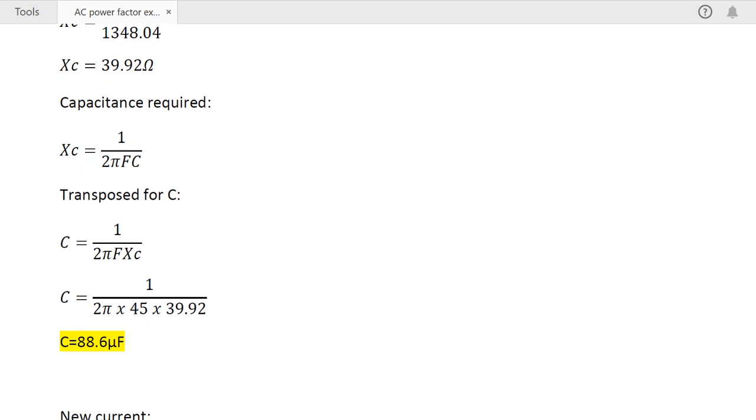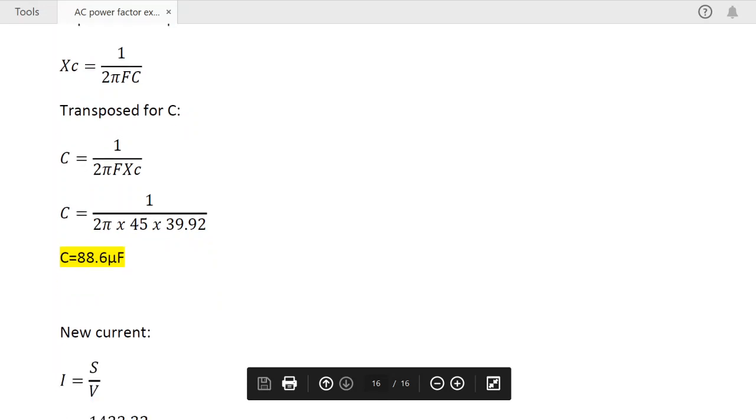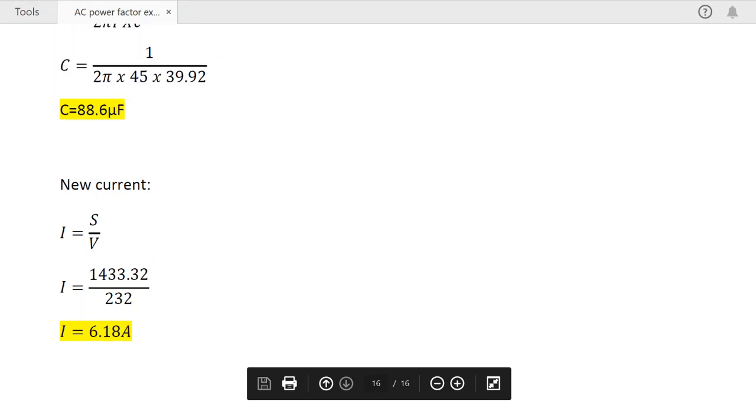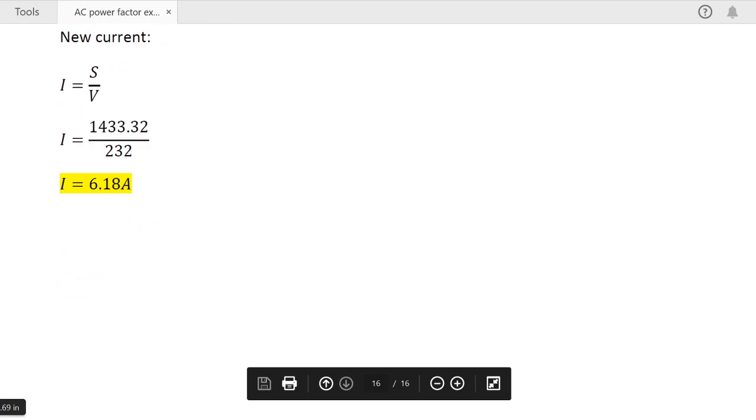45 hertz we were given. 39.92 was our value of XC that we worked out. It gives us a capacitor of 88.6 microfarads. So that's the capacitor we need to put in to improve the power factor. Our new current then, we'll ask the final question, the current of the new circuit will be apparent power divided by voltage. Our new apparent power was 1,433.32 volt amps. We divide that by voltage to give us 6.18 amps.